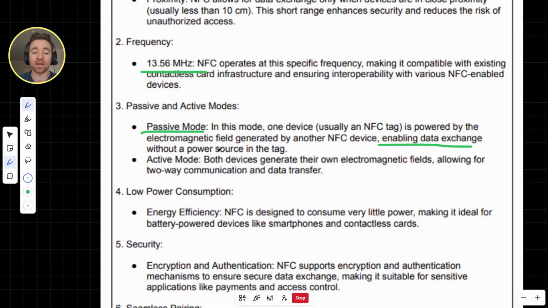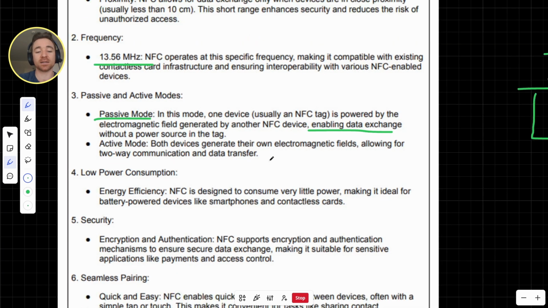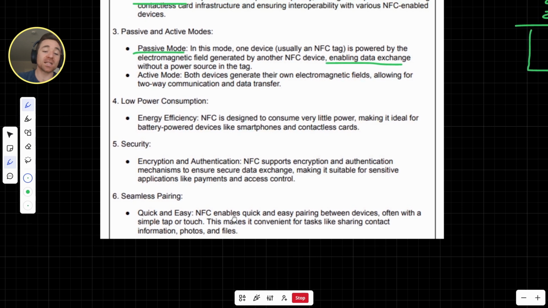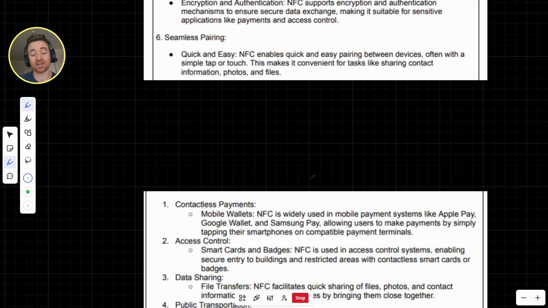In active mode, both devices are generating their own power, their own electromagnetic fields. That is less common, I'd say. So that's really what you need to know. You just need to know what it is. You really just need to be able to identify it in practice, okay?